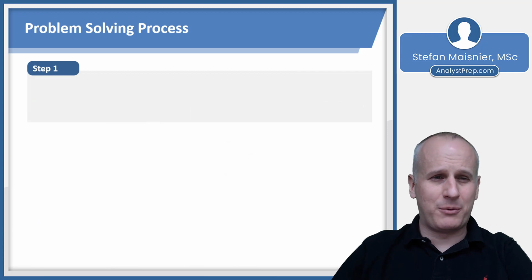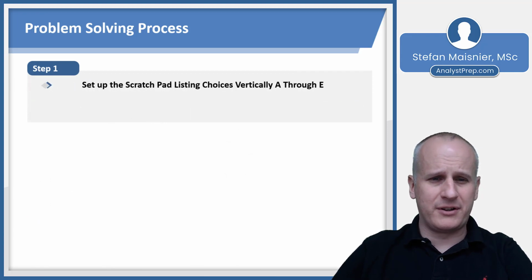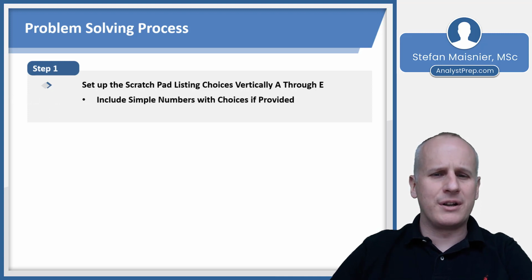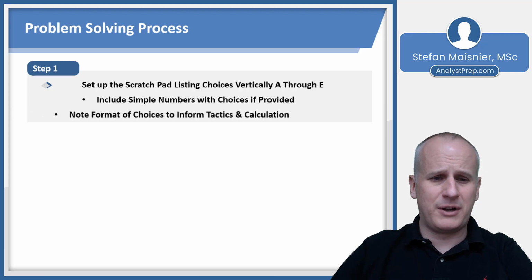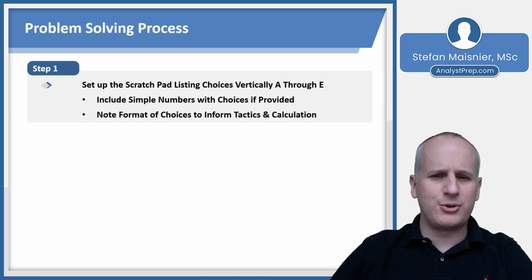So let's talk about what we did and what we'll do for every problem solving question. First, we're going to set up the scratchpad listing the choices vertically A through E. We're going to include simple numbers with the choices if they're provided, and maybe even the Roman numerals if they are as well. And you want to note the format of the choices to inform your tactics and your calculation.